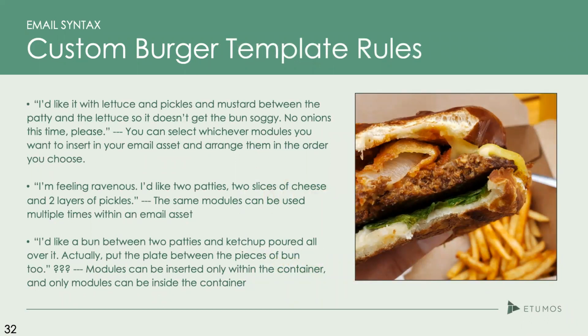I'd like it with lettuce and pickles and mustard between the patty and the lettuce so it doesn't get the bun soggy. No onions this time, please. Our lesson here is that you can select whichever modules you want to insert in your email asset and arrange them in the order you choose.